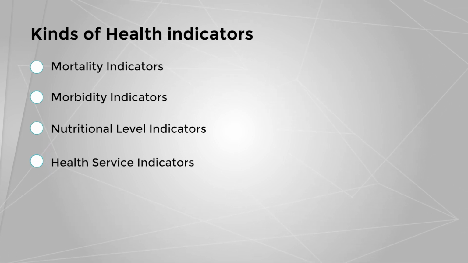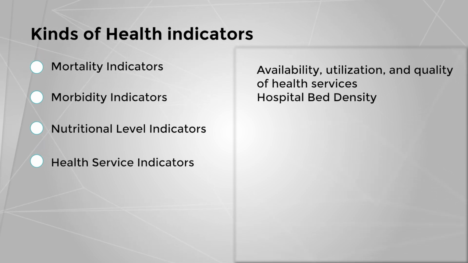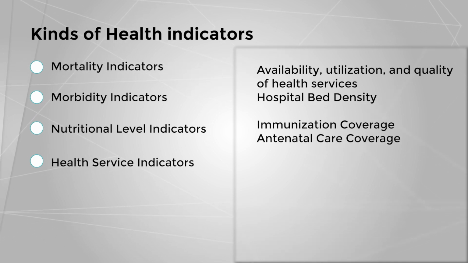Health service indicators. These indicators measure the availability, utilization and quality of health services. These include hospital bed density, that is number of hospital beds divided by total inhabitants multiplied by 1000 in a given year. This will give the number of hospital beds available to population in an emergency. Immunization coverage, that is percentage of the target population that has received specific vaccines. Antenatal care coverage, that is percentage of pregnant women receiving antenatal care.